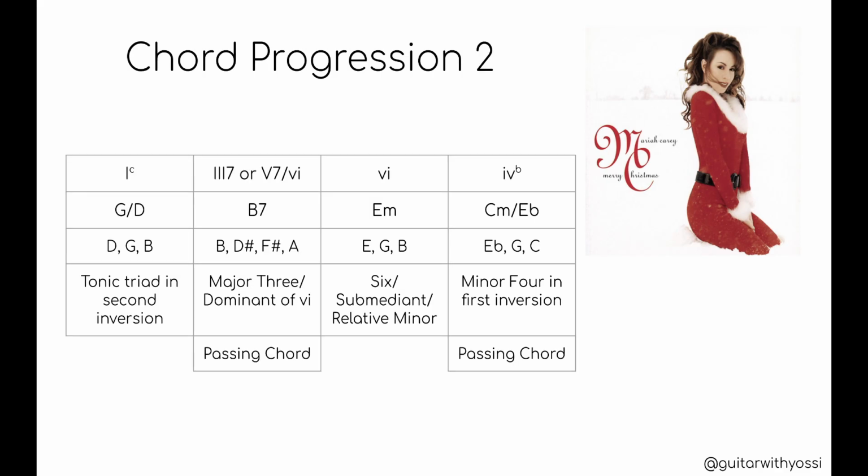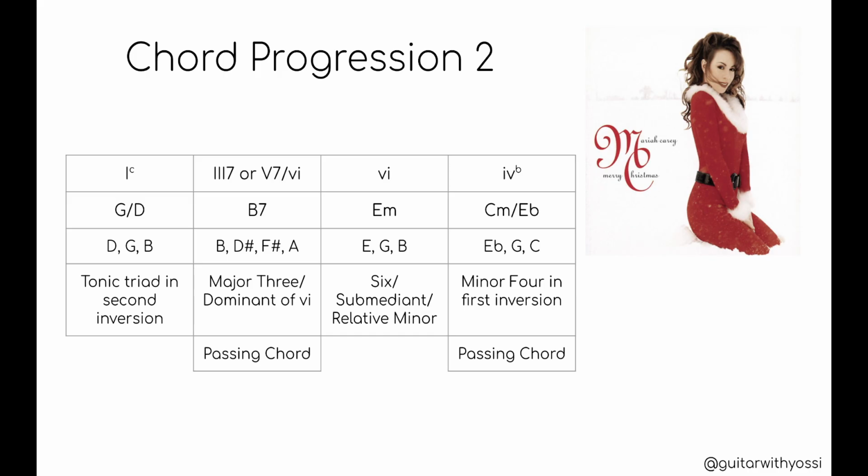So the next part, our C minor / E flat has resolved to a G, but with D as the bass note. Then we have a passing chord, which is the B7. Going to E minor. Now, B7 is a major 3 chord. We don't find any major 3 chords using modal interchange.